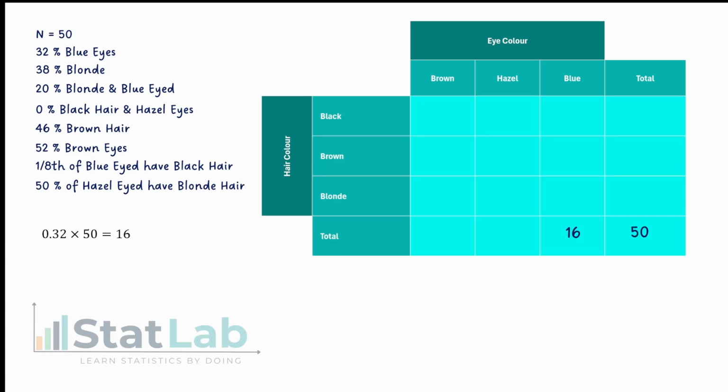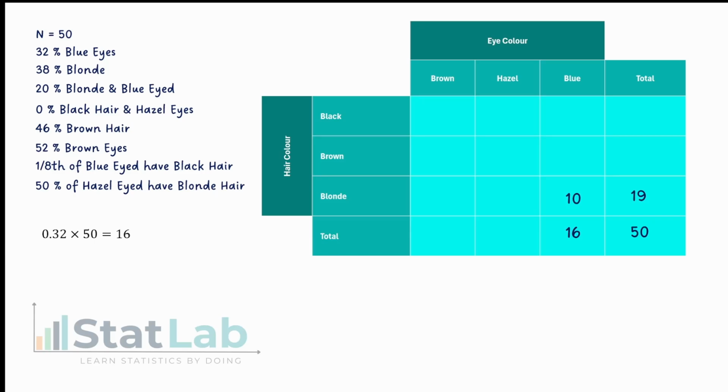All right, let's keep going. 38% are blonde. So this time I'm looking for the row that's blonde, and I'm going to get the same thing. I'm going to multiply 0.38 by 50 to get 19. The next one says 20% of people are blonde and blue-eyed. So I look for the square that lines up with both the blonde and the blue-eyed, and I calculate 20%, which is 10. They also tell us that 0% of people have black hair and hazel eyes.